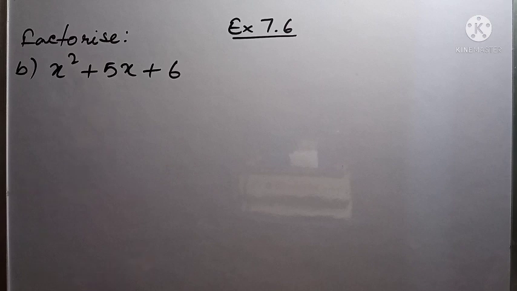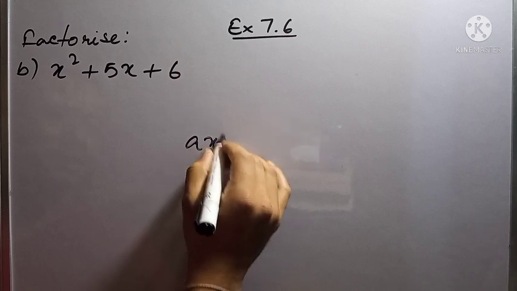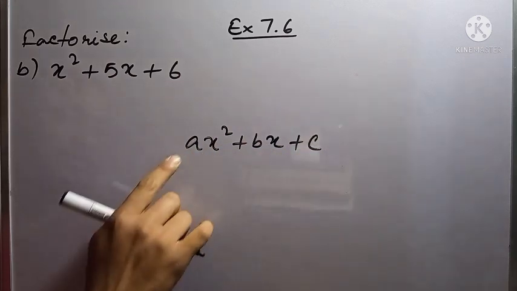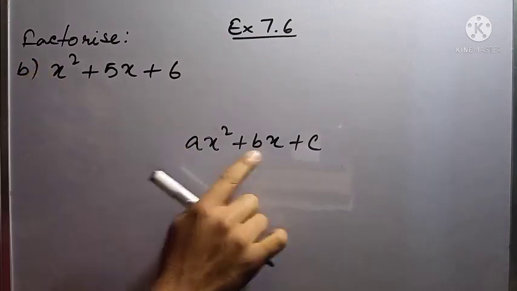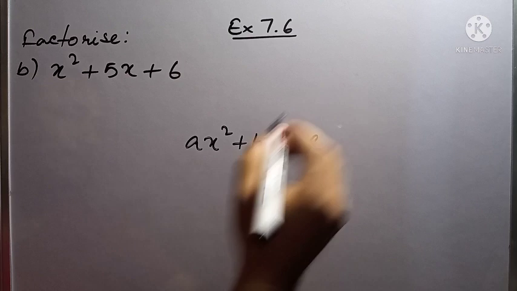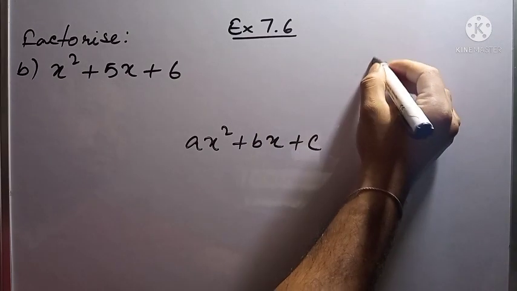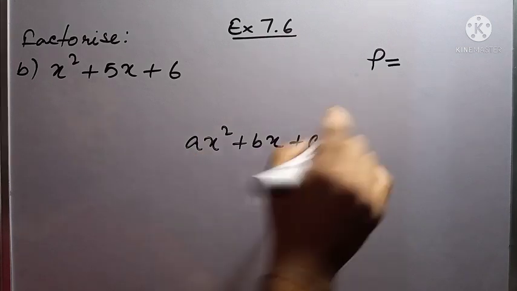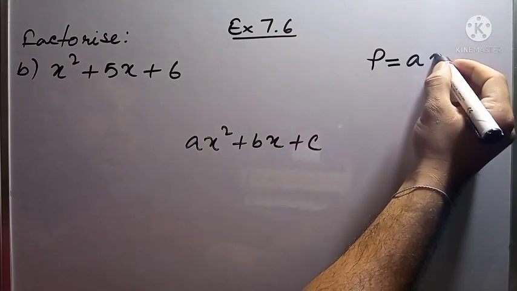We have the question B now. X squared plus 5x plus 6. Okay, first you have to remember this. Ax squared plus bx plus c. What is a here? A means 1. B means 5. C means 6. Okay, so beside I'll write here P. P will be given by A into C. So I'll write here A into C.